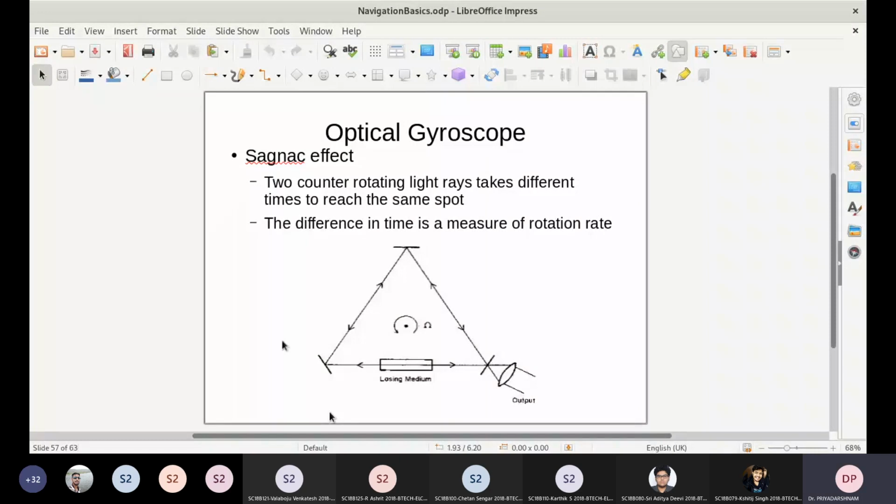Sir, can you repeat what this is? What is the source, sir? Source and which two rays? The source and the destination are the same.